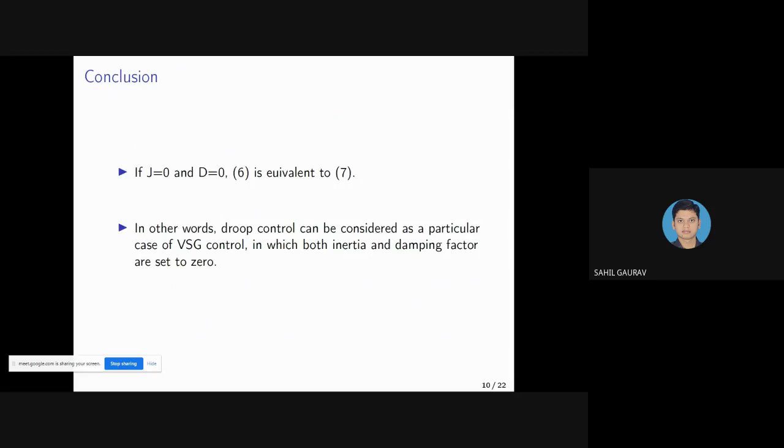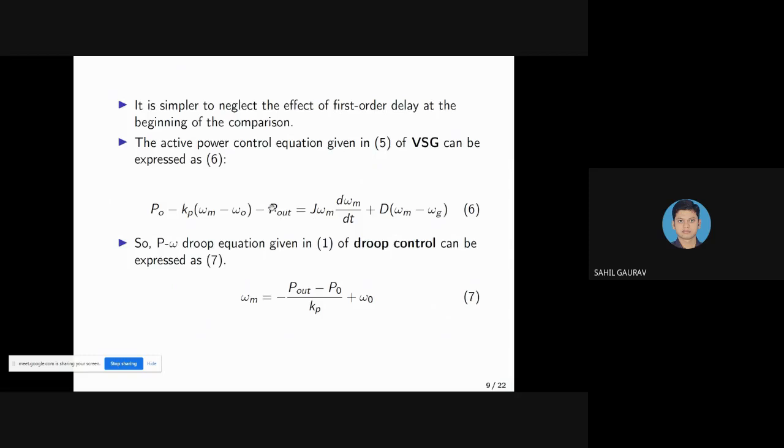And thus we can say that droop control can be considered as a particular case of VSG control, in which both inertia and damping factor are set to 0. So this is one of the important conclusions that we can make from these two expressions.